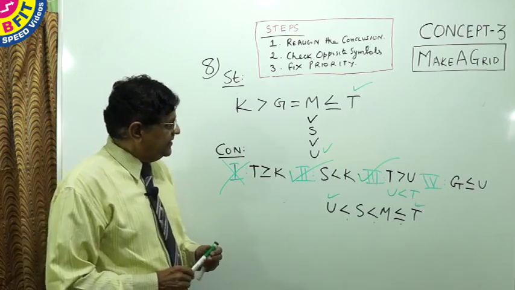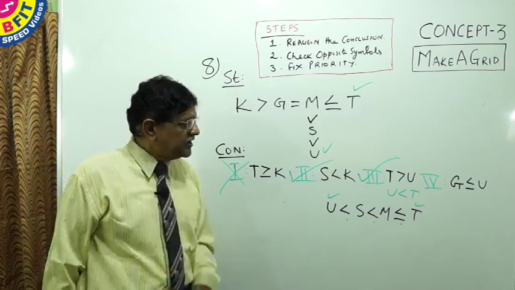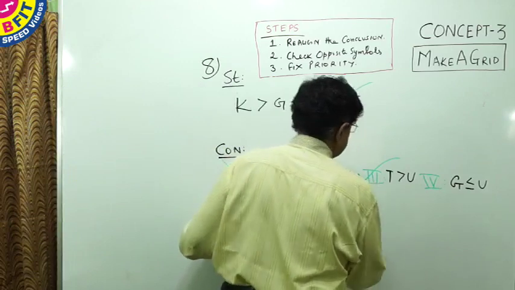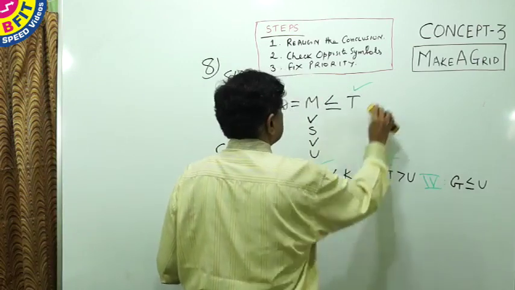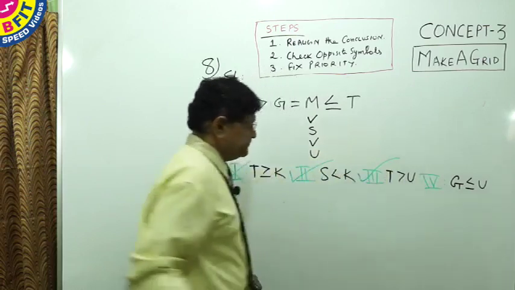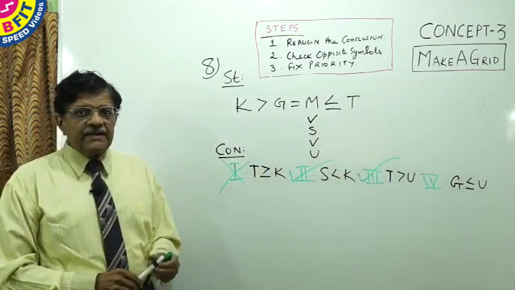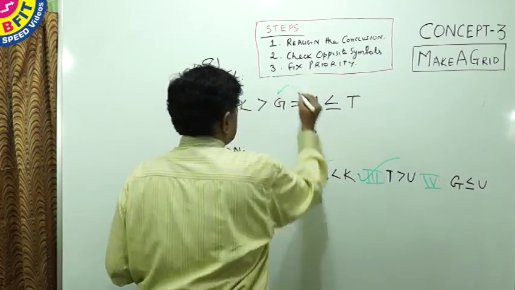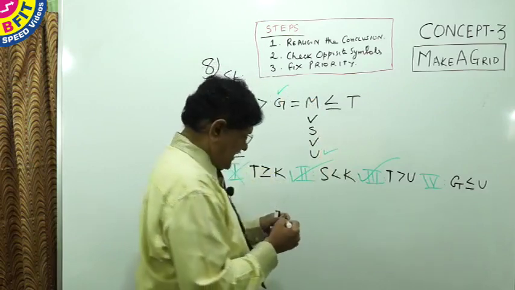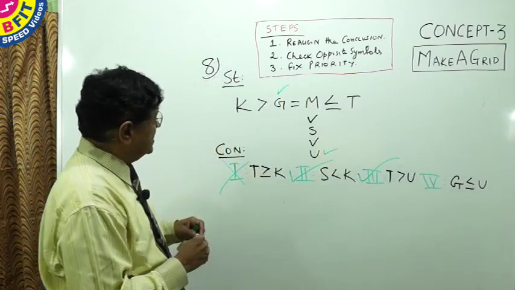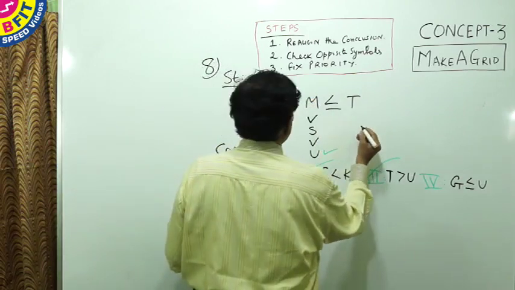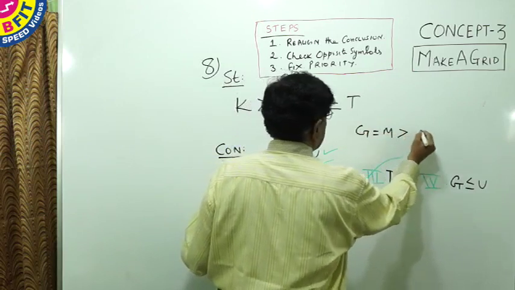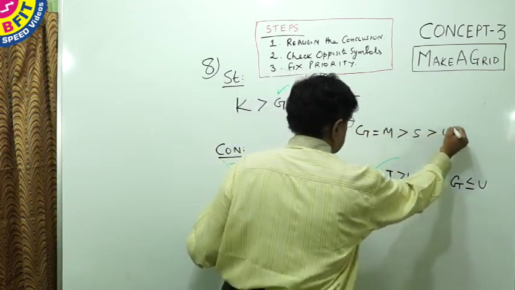Now let us see whether conclusion 4 is true or not. What are the elements in conclusion 4? G and U. Where is G? G is here, U is here. Now we have to make a single statement covering G and U. Now G is equal to M is greater than S is greater than U.